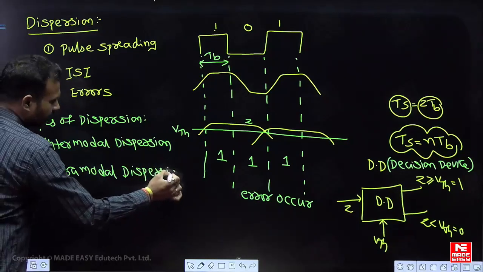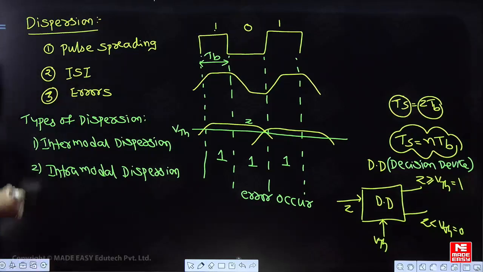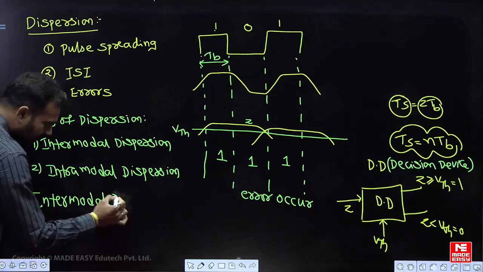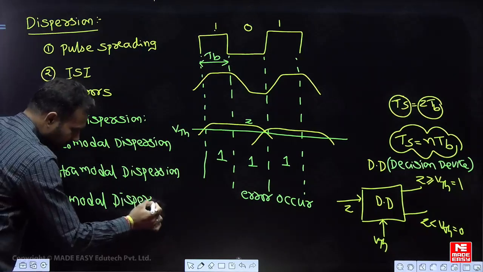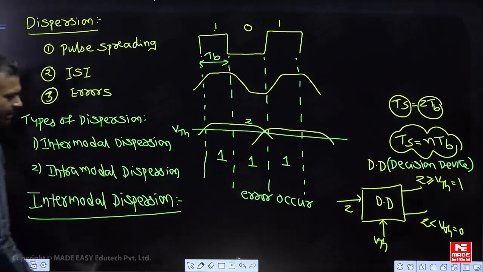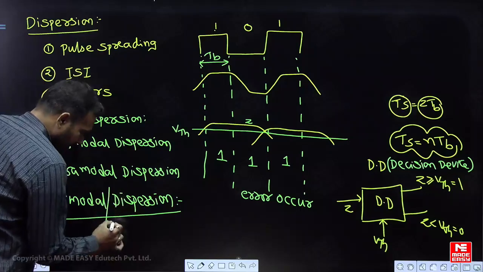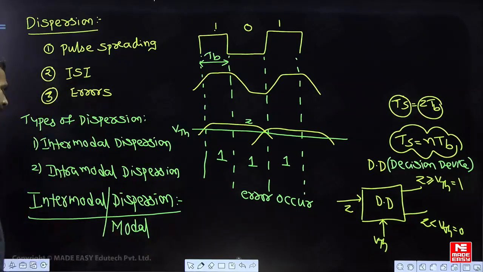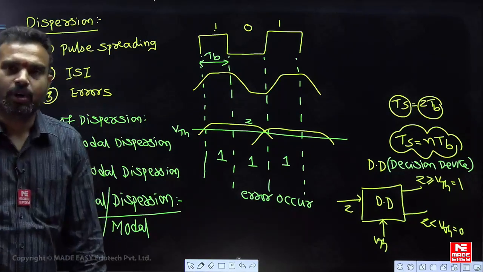So students, I will explain the first dispersion, which is called intermodal dispersion. I will start explaining the intermodal dispersion. Please copy this. The other name for intermodal dispersion is modal dispersion. So students, please copy it, copy करो. I will explain you about the intermodal dispersion.